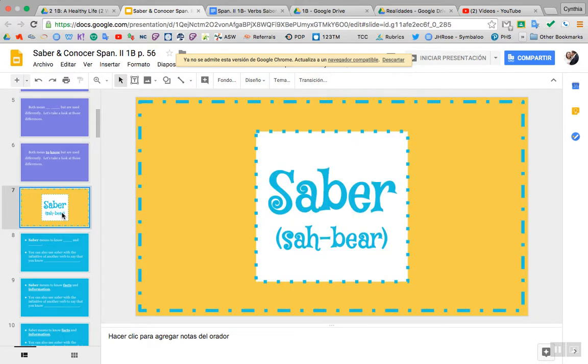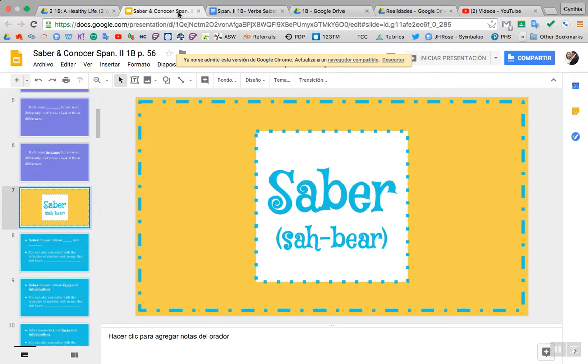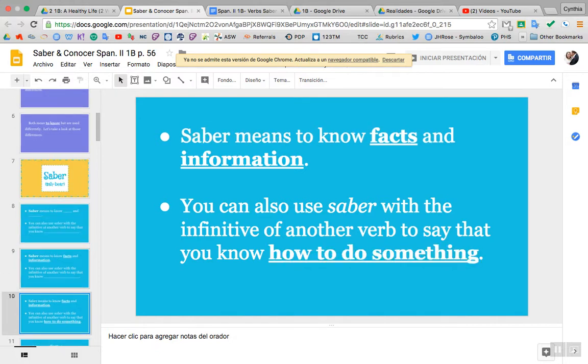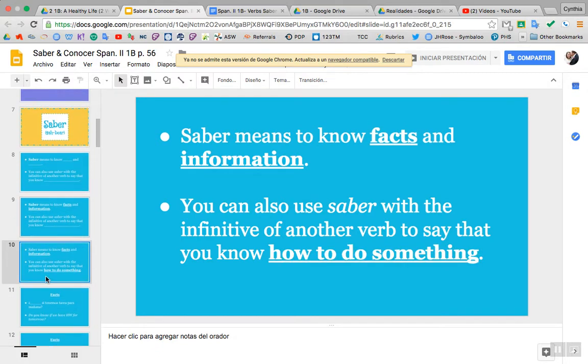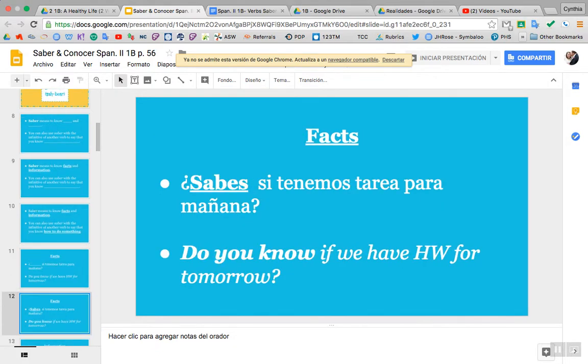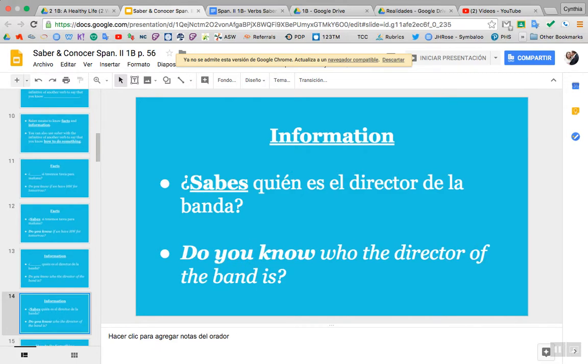So for saber, what's that look like on this? Saber means to know facts and information. You can also use saber with the infinitive of the verb to say that you know how to do something. All right, so for facts, you could say, ¿Sabes si tenemos tarea para mañana? Do you know if we have homework for tomorrow? You could also use it for information and say, ¿Sabes quién es el director de la banda? Do you know who the director of the band is? Not knowing the director personally, but knowing who the director is.